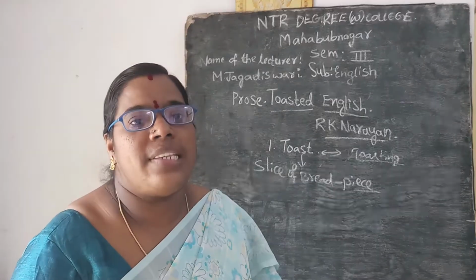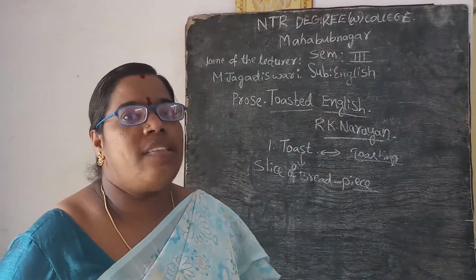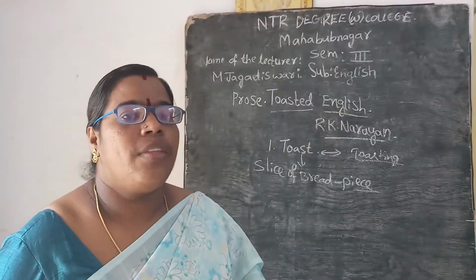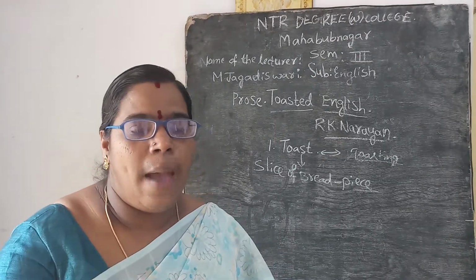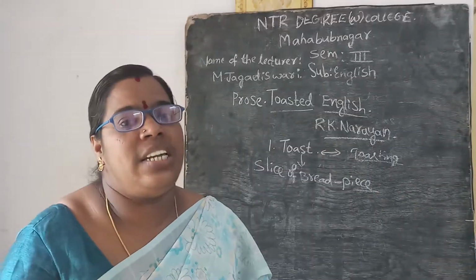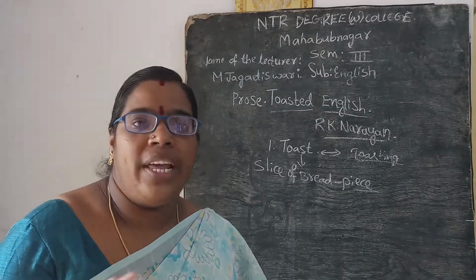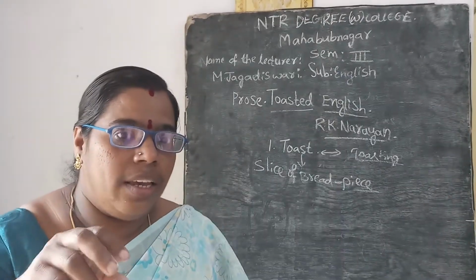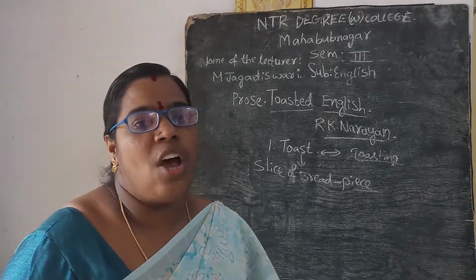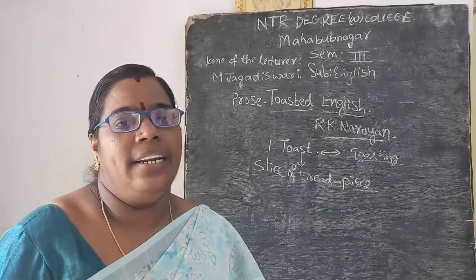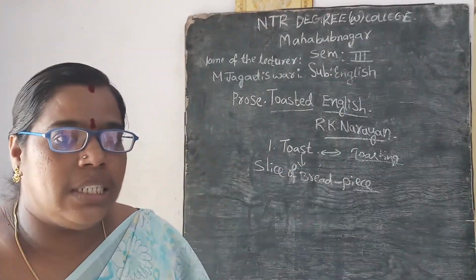Then what happens to a slice of bread when you toast it? What happens? It becomes richer and better for eating. It will be very hot, and these are the qualities added to a slice of bread which is heated. You can also say that the other word for heating is toast.